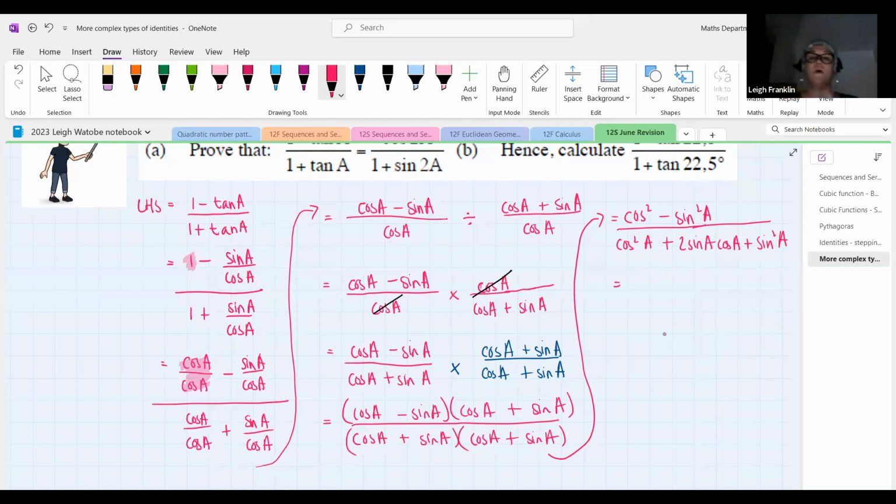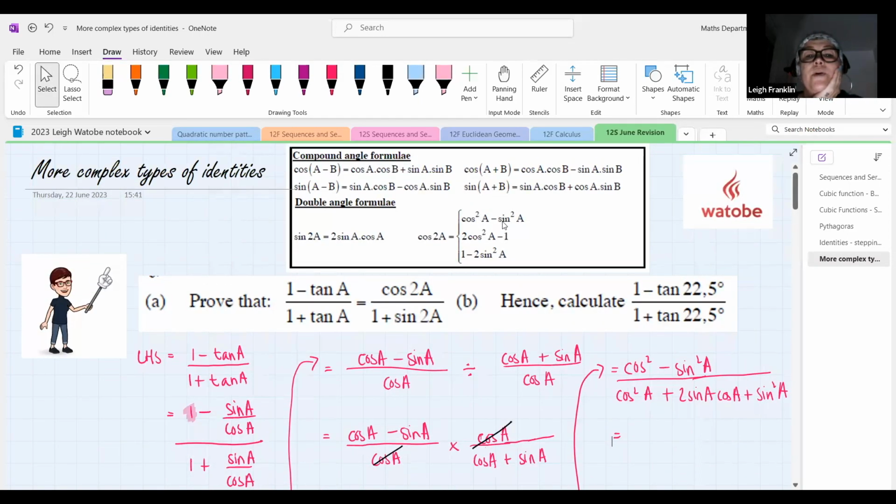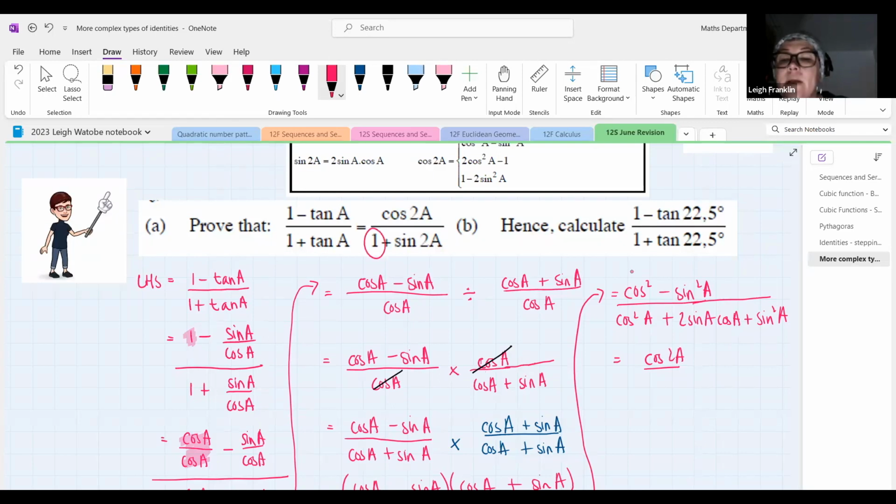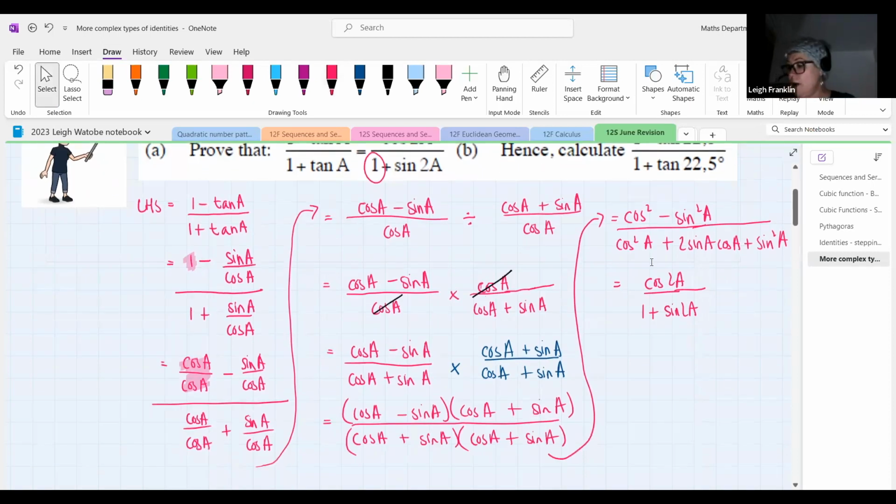All right, and now we're on our last step. Cos squared A minus sine squared A is one of our cos double angles. It's the first one over there. So there we go. We're getting our cos 2A at the top. And cos squared A plus sine squared A is 1. So that's where this 1 comes from. And 2 sine A cos A is our sine double angle. So we would have sine 2A at the bottom. Okay, all right, so that is a difficult question. A lot going on there. Please do take screenshots. Any questions before we move on and do part B?